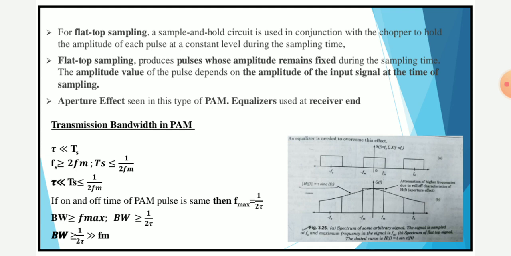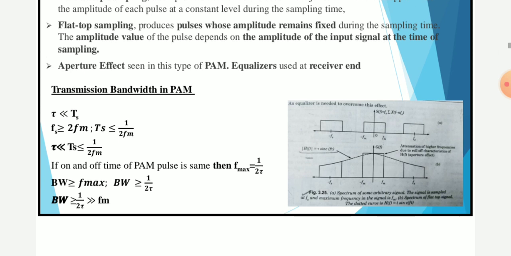Flat top sampling produces a pulsated signal whose amplitude is fixed for some duration of the sampling signal. The amplitude value depends upon the amplitude of the input signal at the time of sampling. The basic disadvantage of PAM is the aperture effect, which can be corrected by using equalizers at the receiver end.